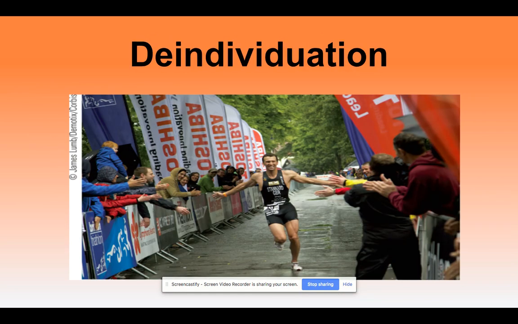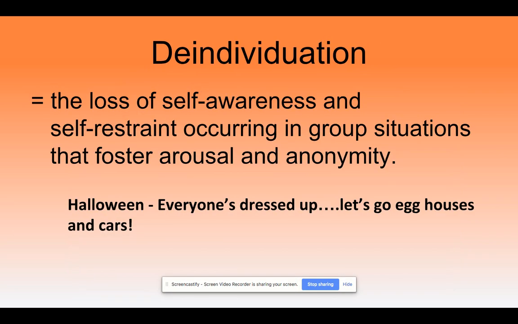So, our next social influence is what we call de-individuation. It is a big, long word, but essentially what it means is a loss of self-awareness and self-restraint occurring in group situations that foster an aroused or excited temperament and anonymity.